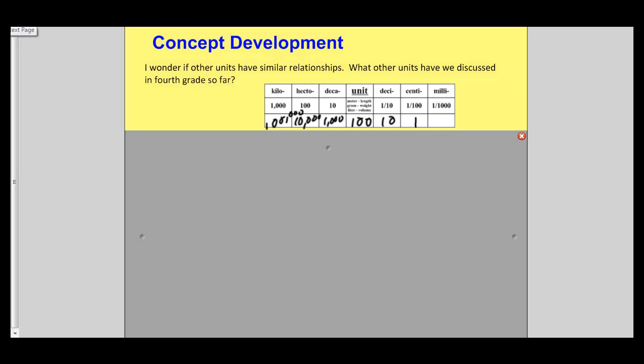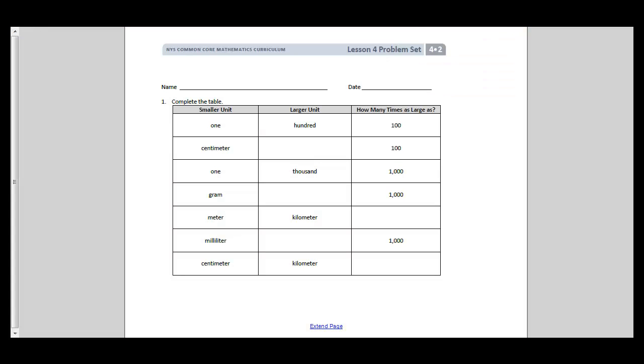Okay, let's go ahead and look at our problem set. We're going to kind of work through some of that together. All right, so put your name on your problem set, and let's go ahead and start filling out this chart.